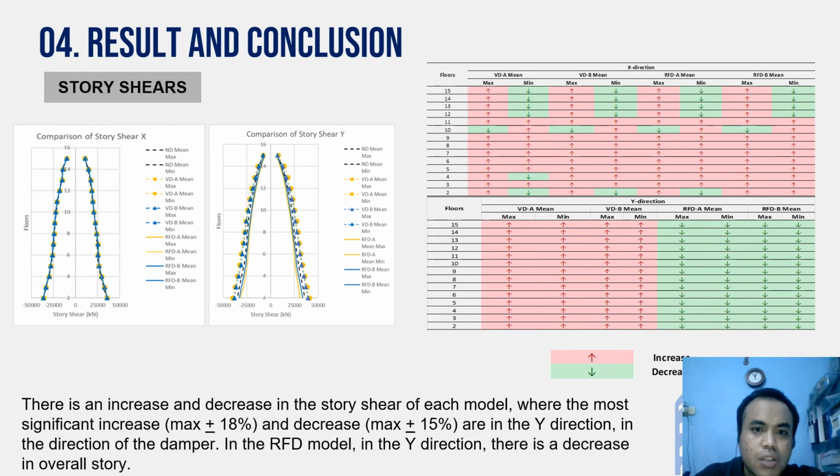Next, we will discuss the results obtained. The first result is about the story shear. There is an increase and decrease in the story shear of each model, where the most significant increase, maximum plus minus 18%, and decrease, maximum plus minus 15%, are in the y direction, in the direction of the damper in the RFD model. In the y direction, there is a decrease in overall story.